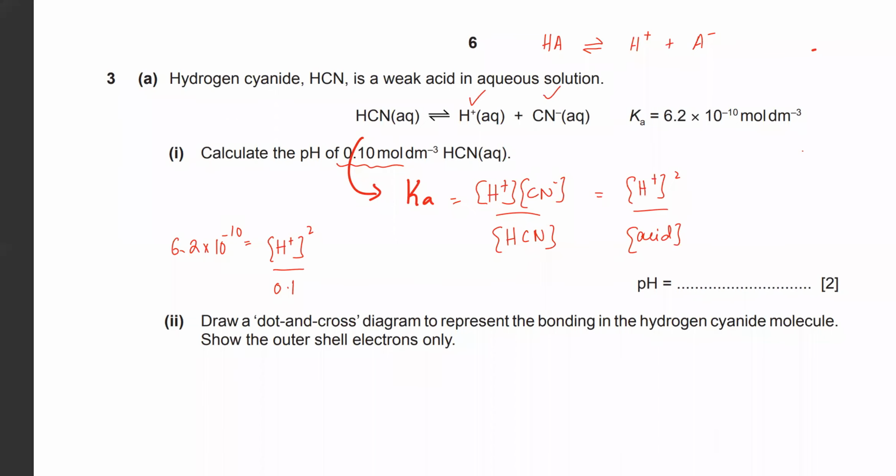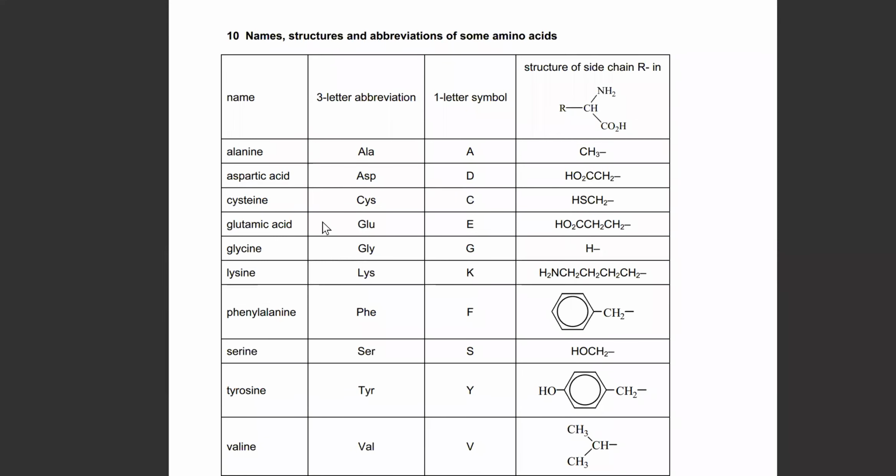You've got a list of R groups given in the data booklet. If you open the data booklet, here are the names of some of the amino acids, not all of them. The human being is made out of around 19 to 21 amino acids. Those are our basic building blocks. Each one has a 1-letter symbol or a 3-letter abbreviation. The 3-letter abbreviation is simpler because it's just the first 3 letters of the name.